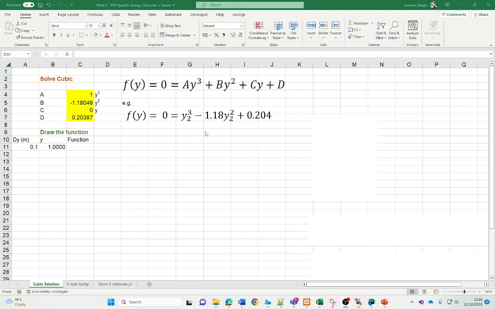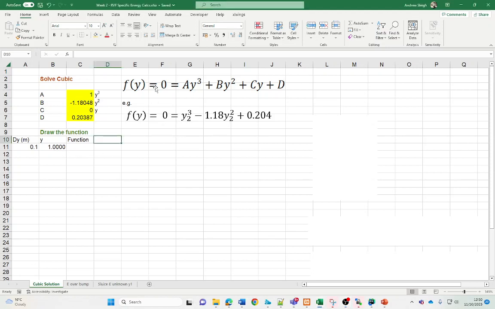So this is not specifically about open channel flows, but in open channel flow, when we do energy calculations using a specific energy equation, we often end up with a cubic equation which we need to solve for the three roots.